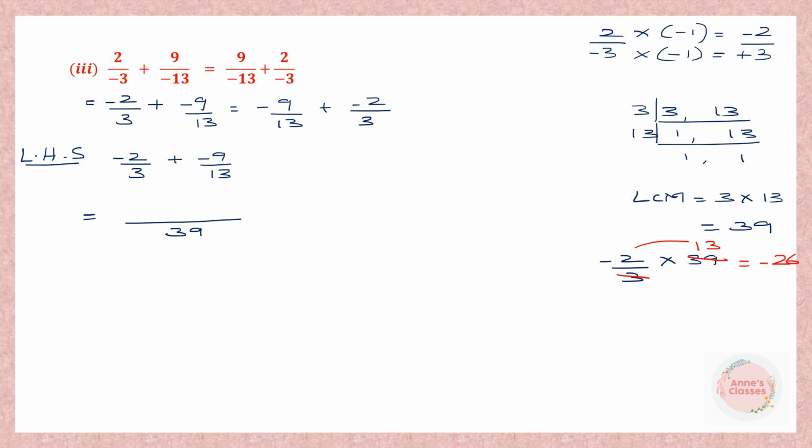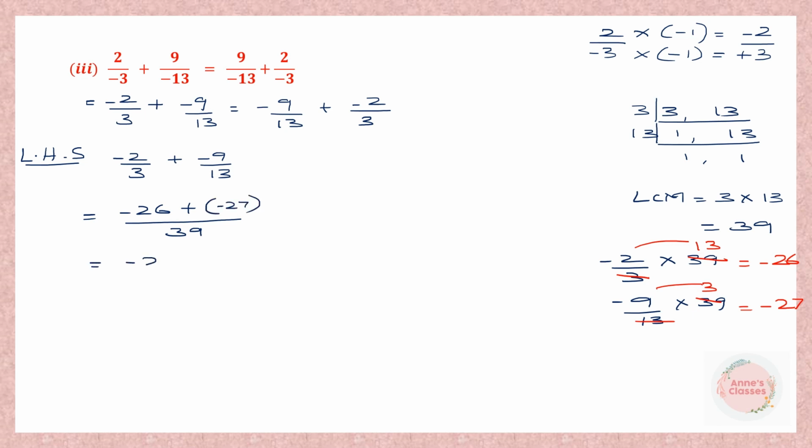So let's write that. So this is minus 26 plus, take the second rational number, which is minus 9 by 13 and multiply it by 39. So multiply and now cancel. 13 3s are 39. Multiply the numerators, minus 9 3s are 27. So let's write that. So this is minus 27.